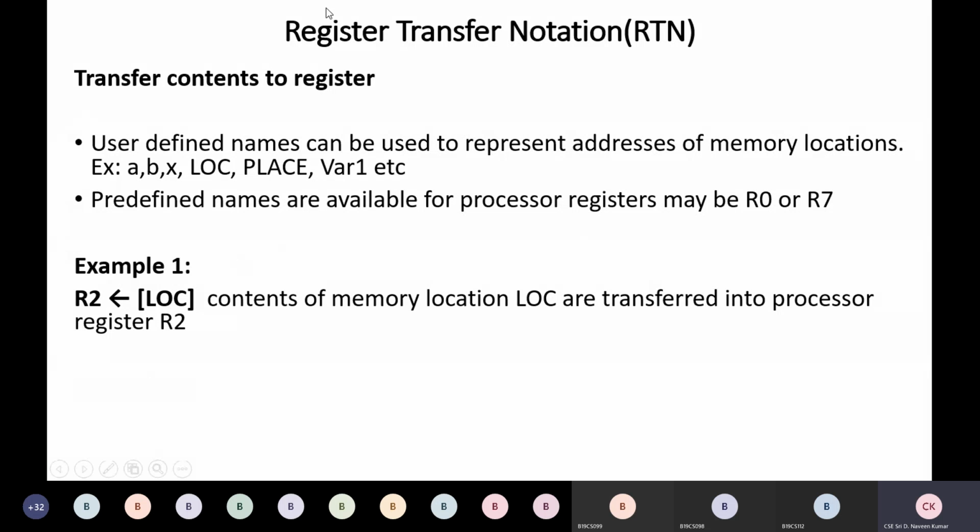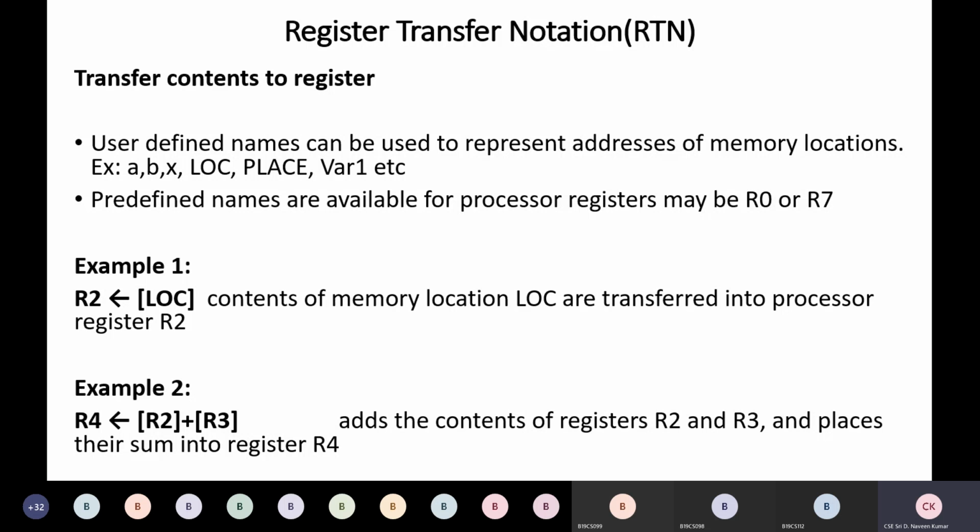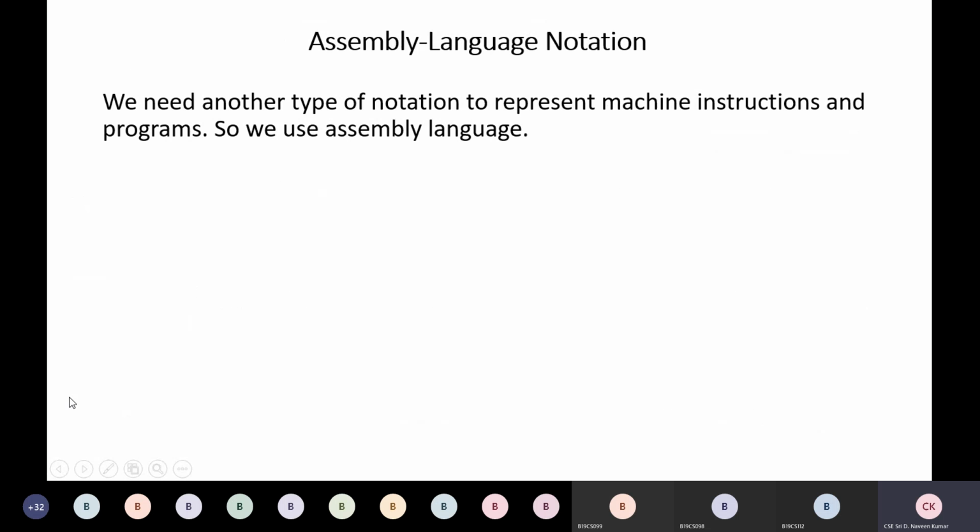We have already seen this register transfer notation, where we are moving the contents from LOC in main memory to registers. And we are also seeing this one, add R1 and R2 and move to R4. We are already done with this one.